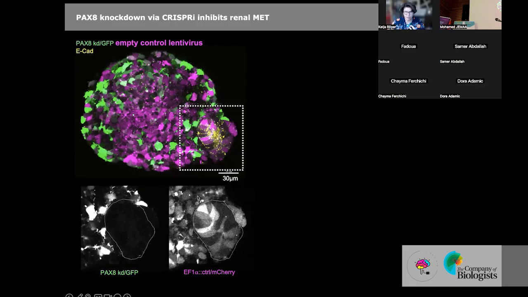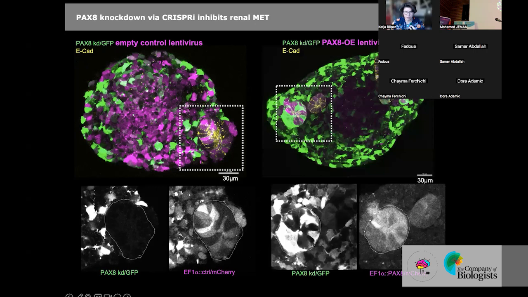And here we just re-express an empty lentivirus control. But if we now have a lentivirus to re-express PAX8 in the knockdown, what we can see is that now the forming renal vesicle tubular structures here have many of the GFP knockdown cells that initially lost PAX8, but they're now re-expressing PAX8 and therefore they can reincorporate into tubes. And in fact, all PAX8 overexpressing tubes, either knockdown organoids or wild-type ones, get incorporated into tubes, really suggesting that this transcription factor drives cells that express it at high enough levels down this fate choice to epithelial and nephron fate in these organoids.